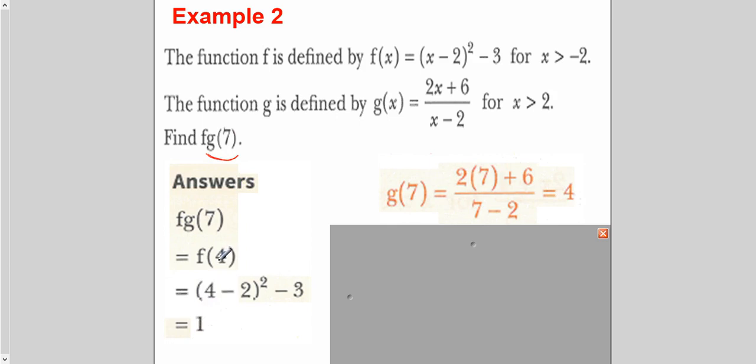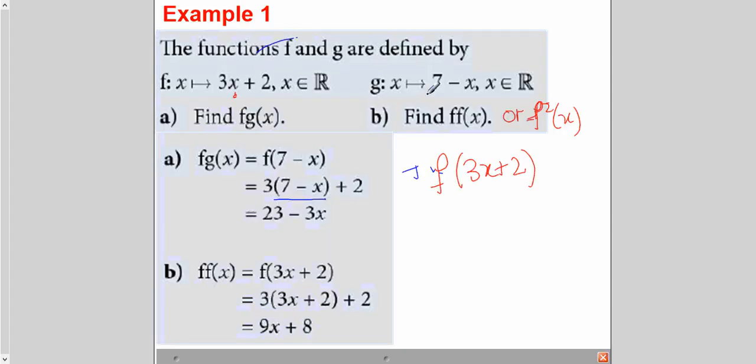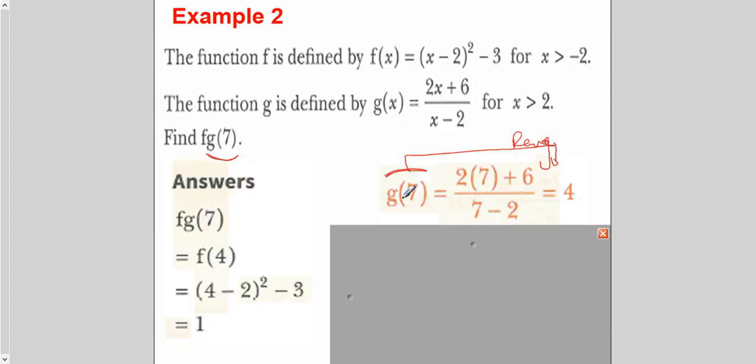And this is what I'm saying. Is this value 4? Because 4 is the range of g. Is this value within the domain of f? This is what the function is saying here: the range of g should be in the domain of f. So now I'm asking you, once you get g of 7, you got the range of function g. Is this range in the domain of f?